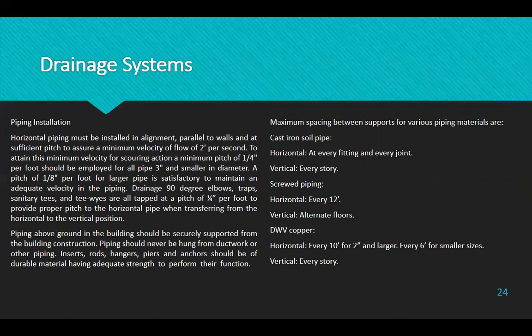Piping installation. Horizontal piping must be installed in alignment, parallel to walls, and at sufficient pitch to assure a minimum velocity of 2 feet per second. To attain this minimum velocity for scouring action, a minimum pitch of 1/4 inch per foot should be employed for all pipe 3 inches and smaller in diameter.